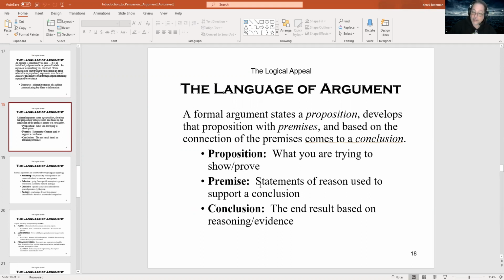The premise: statements of reason used to support a conclusion. You see how this ties in with what we're talking about. Draw your conclusion based on your initial proposition. Then show your reasons for having that proposition, prove that proposition, provide evidence to substantiate it, and then you can draw the conclusions based on the reasoning and the evidence that you've presented.